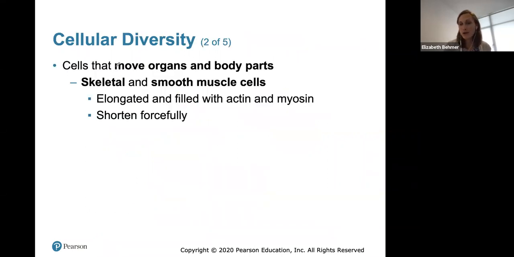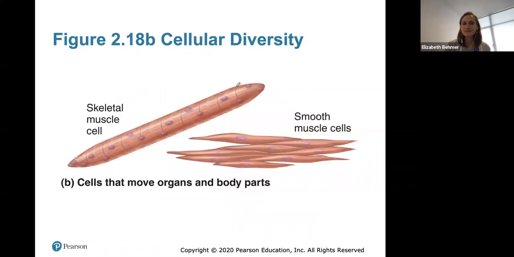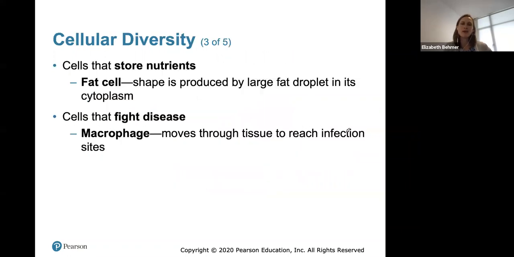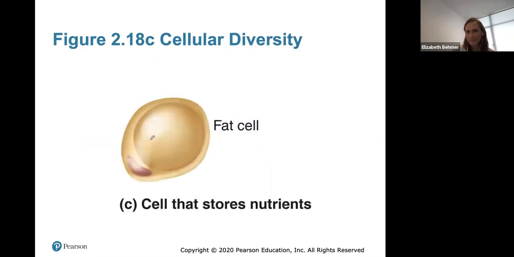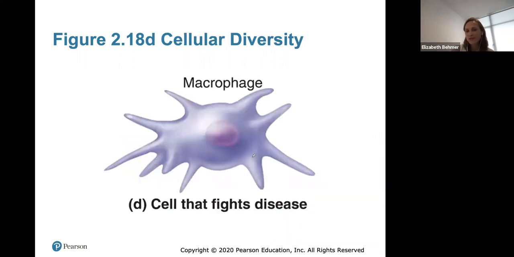Cells that move organs and body parts are skeletal and smooth muscle cells. So here's a look at a skeletal muscle cell and a smooth muscle cell that help to move organs and body parts. Cells that store nutrients are fat cells. Cells that fight diseases are macrophages. Here's a fat cell. It's filled up with adipose, which is fat, a lipid droplet. And here's a macrophage to help fight off diseases.